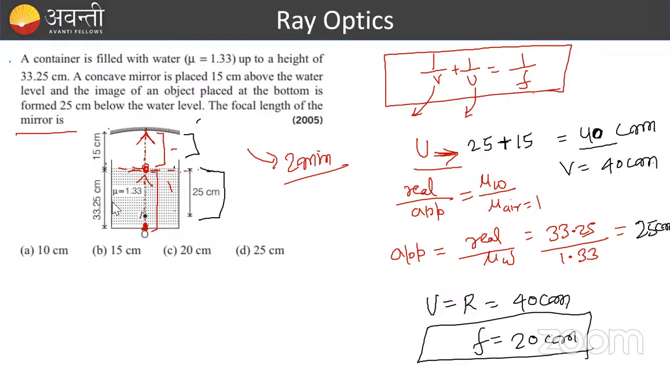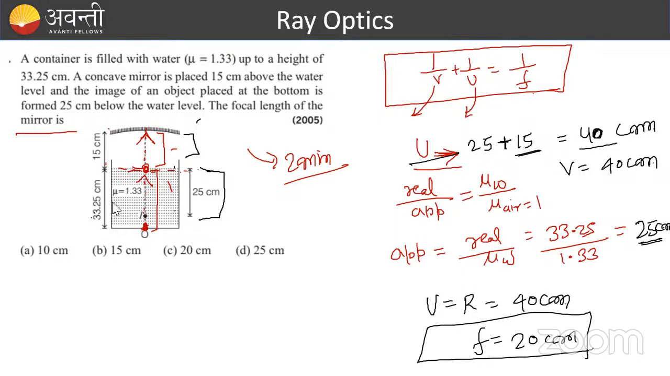The only thing that you have to do differently here is see what will be the effective object distance. Why effective? Because the object is kept in water and some part of the light is traveling in water and some in air. What is in air will remain 15 centimeter. But in water it is traveling 33.25 centimeter. We will see what will be the apparent depth for this section, which we have calculated here, and that came as 25 centimeter.